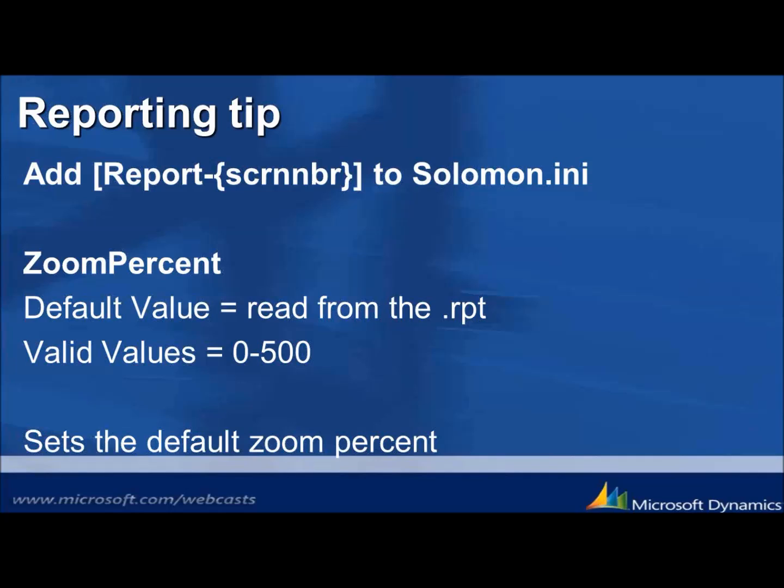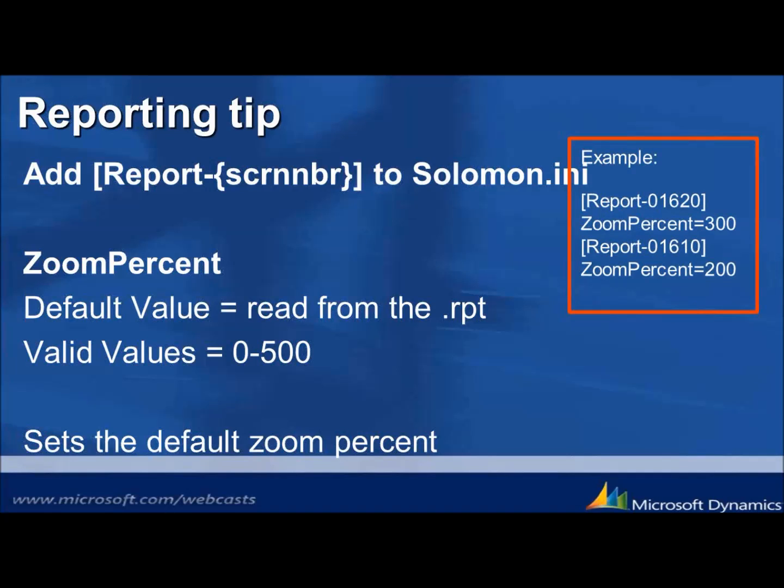Well, did you know that you could set the zoom percentage to default, so you could make it 300% or 200% based on the report that you use? So all you got to do is add that value. You see the example up there. You add that to your Solomon INI, and when you run that report, it'll come out and you won't have to say, oh, I need to zoom in to 300%. As soon as you print preview, you see it at that very easy to read level. So I love that tip. That's one of my favorites.